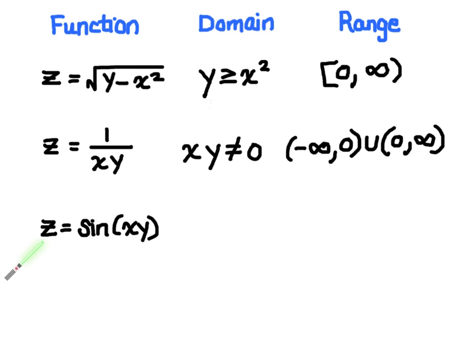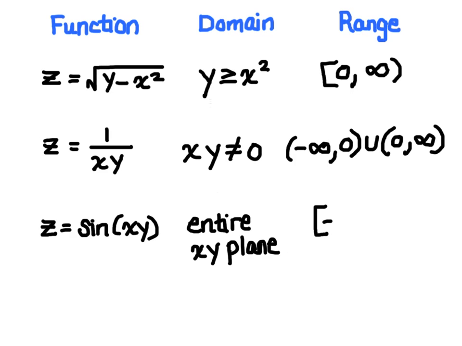Here we have a third function, z, which is equal to the sine of x times y. In this case, our domain is the entire xy plane. And the range is limited to all values from -1 to +1. And in this case, we are including, because of our bracket, -1 and +1.